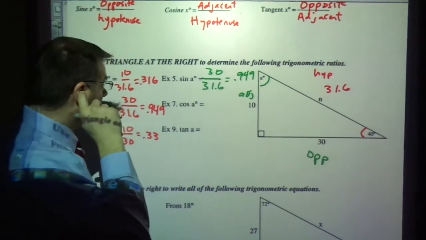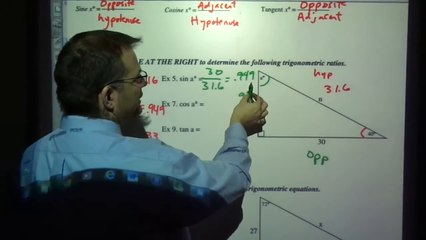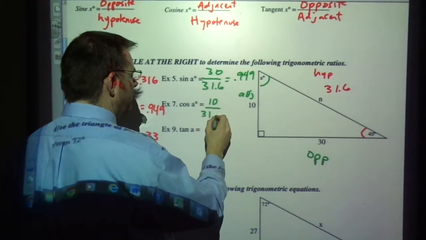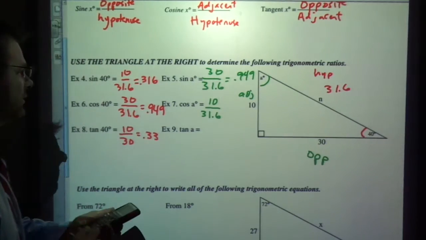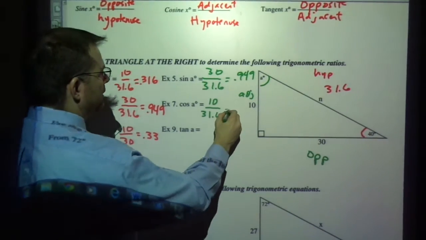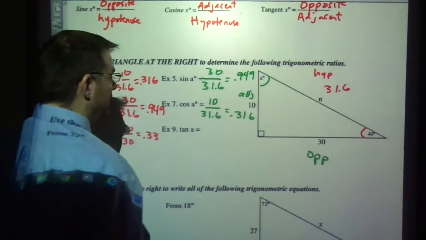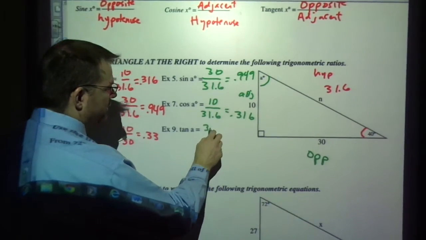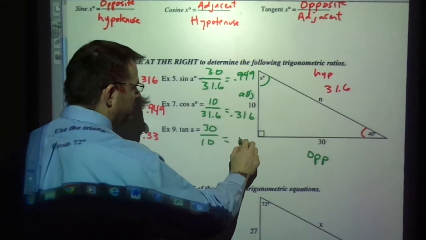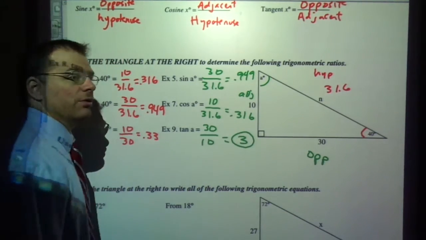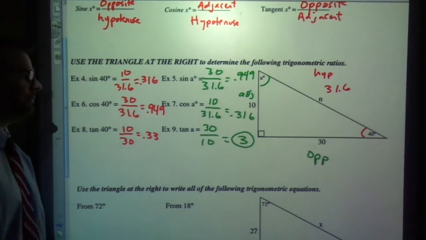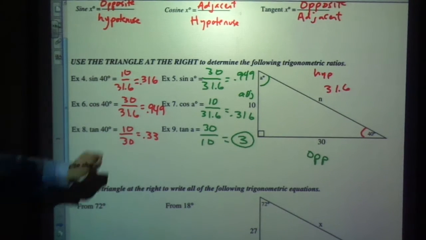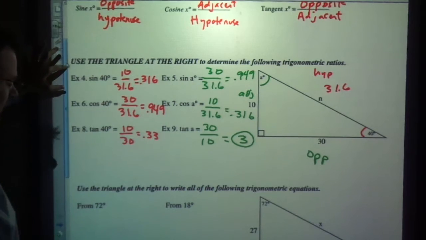That is 0.949. The cosine of A is the adjacent over the hypotenuse. That's 10 divided by 31.6. So that's going to be this one, 0.316. And the tangent is the opposite over the adjacent. So that's 30 divided by 10, which is 3. We know sine and cosine can only go from 0 to 100%, but tangent can keep going. Okay, so that's how we can set those up for different angles of reference.